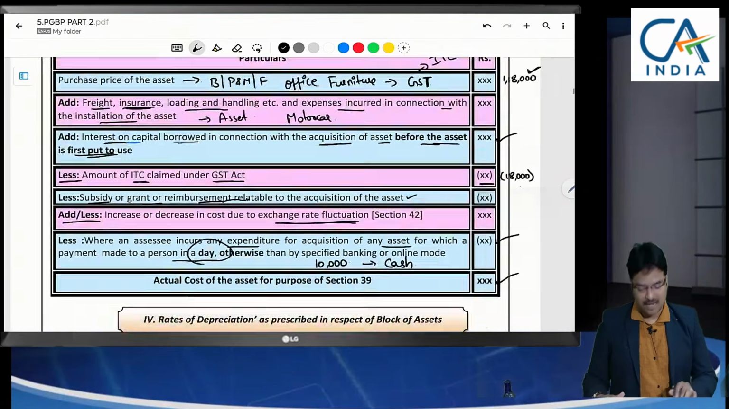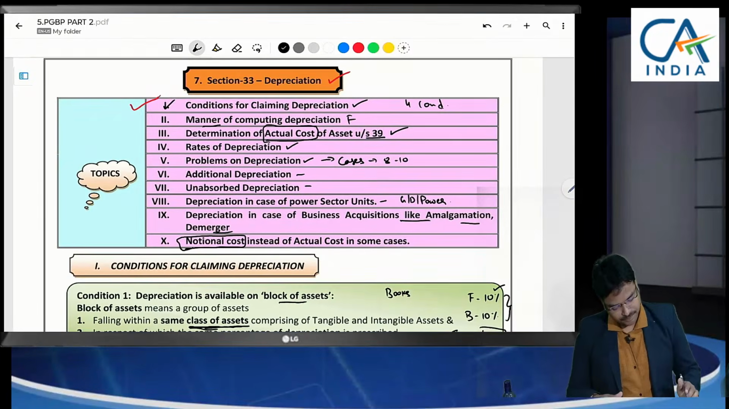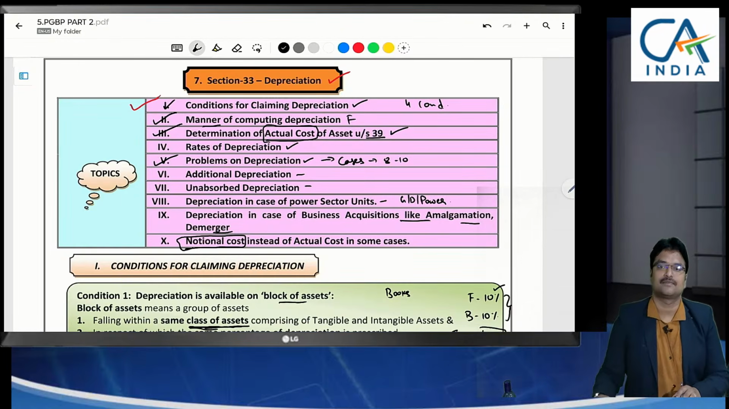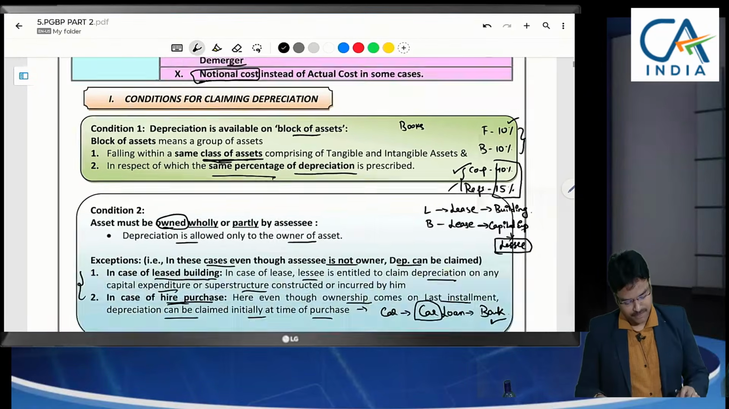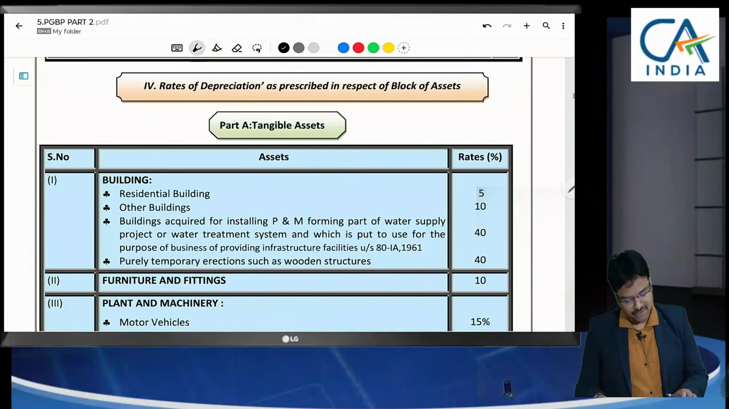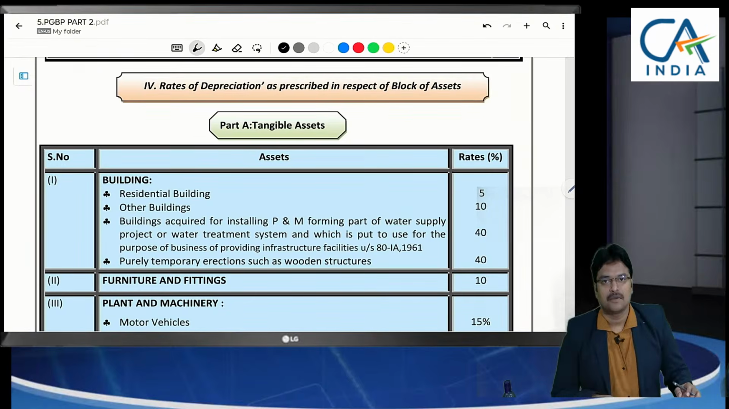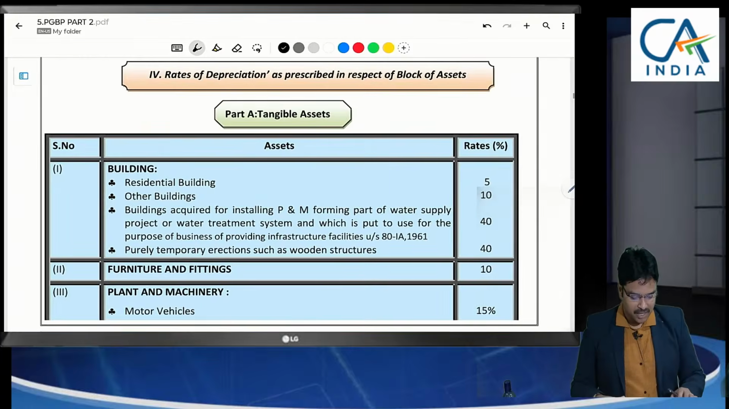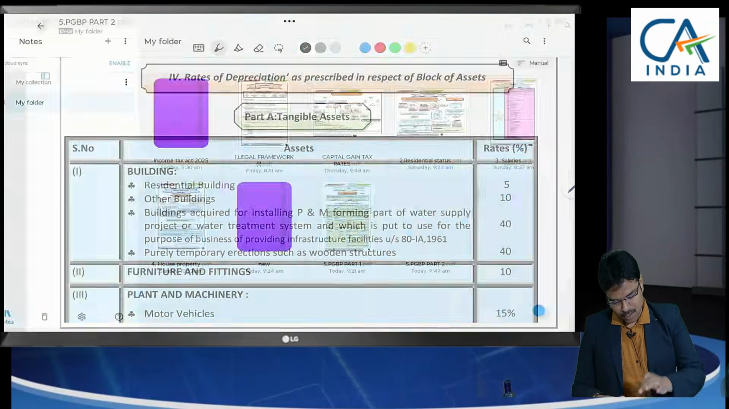Okay. So in total, if you remember, we have 10 topics in depreciation, in which we have completed these 4 aspects. Next we need to discuss additional depreciation. Before discussing additional depreciation, the rates of depreciation are being given here purely for our understanding. Practically, rates can be seen in the block.